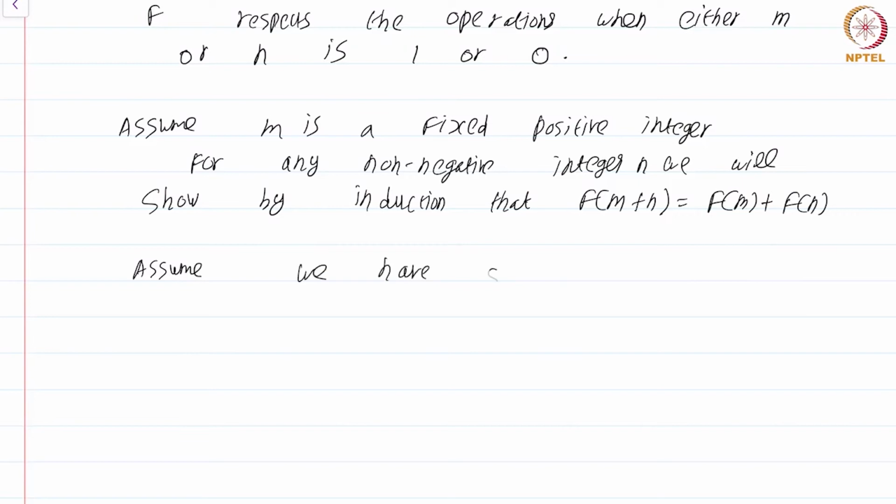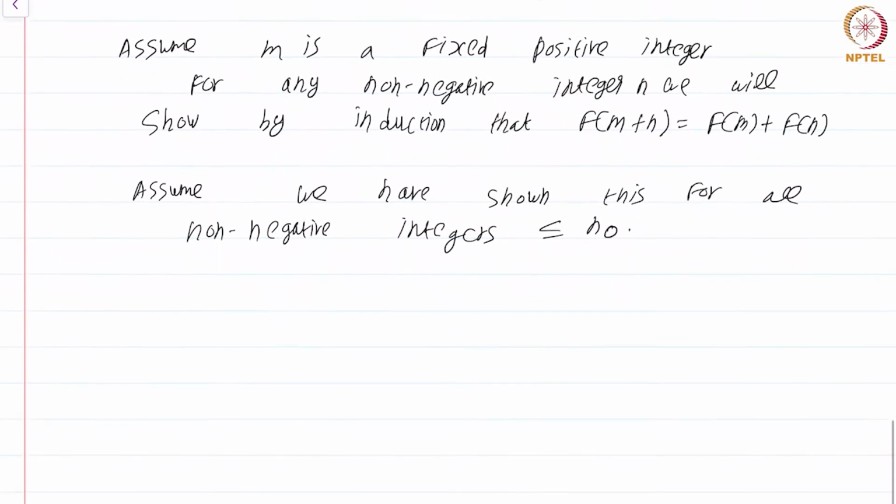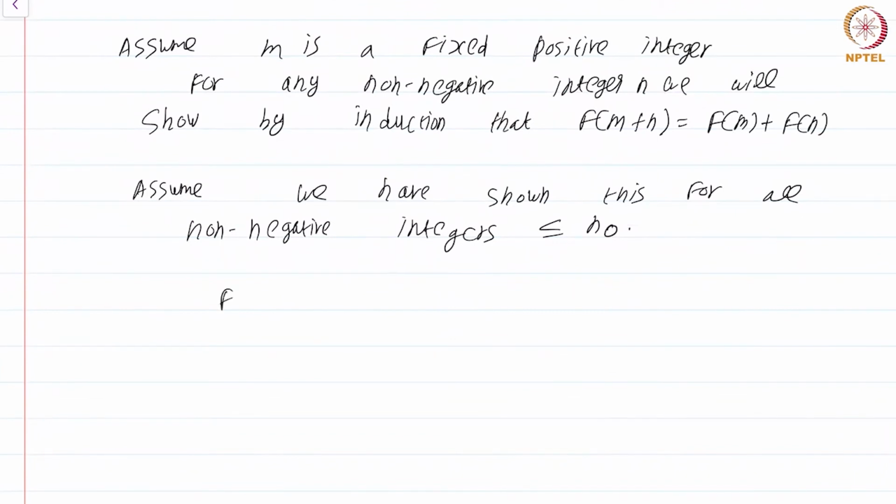for all non-negative integers less than or equal to n naught. We are going to use proof by strong induction. Then we have to show that f of m plus n naught plus 1 is f of m plus f of n naught plus 1.